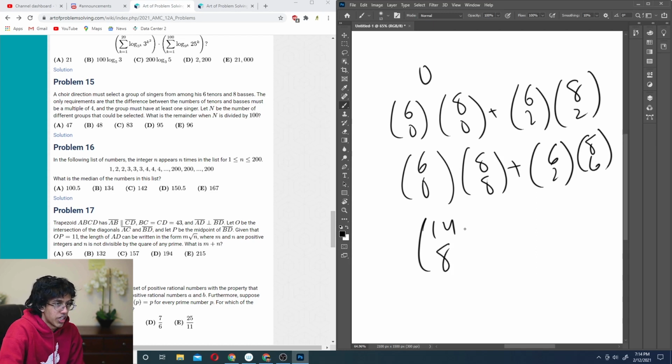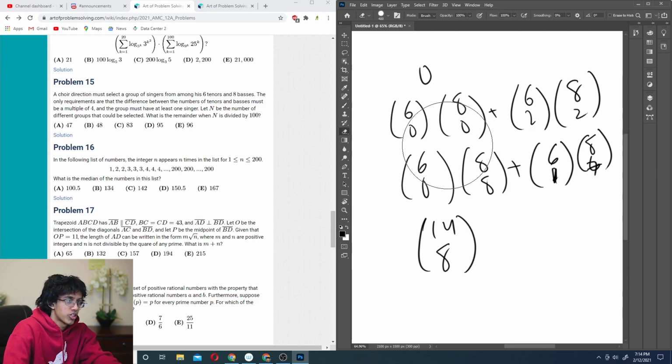Or 14 choose 8, where it has to be even, or huh? Oh, not exactly Vandermonde because it has to be an even number, right? Oh wait, it doesn't have to be even. I'm trolling. Okay, yeah. So it is 14 choose 8, right?